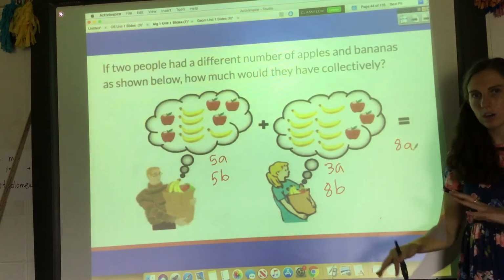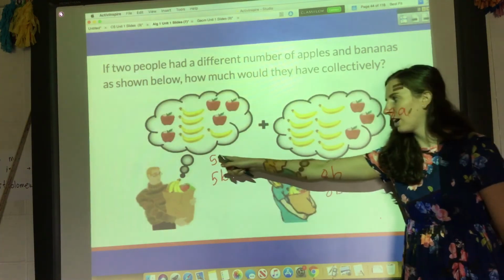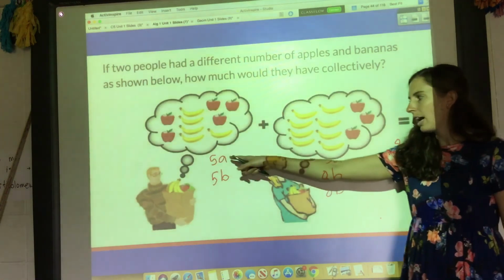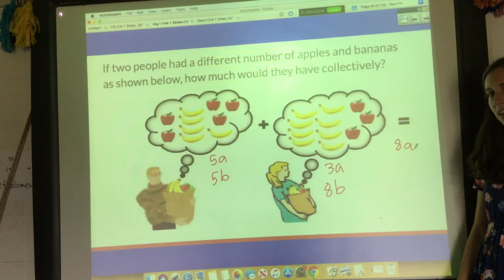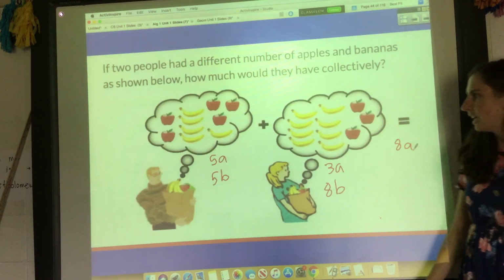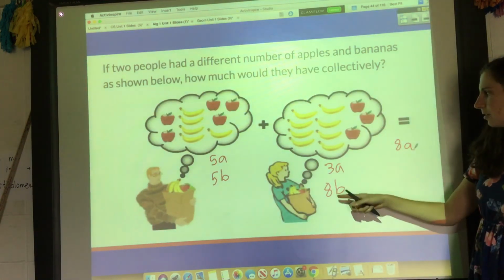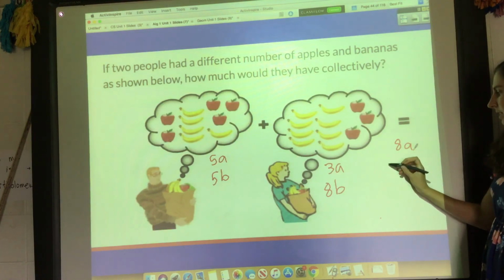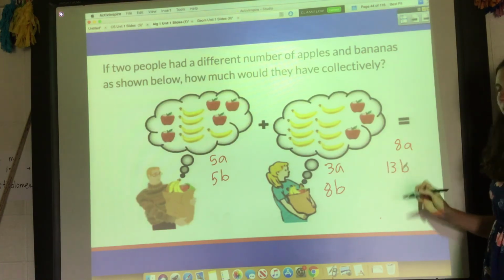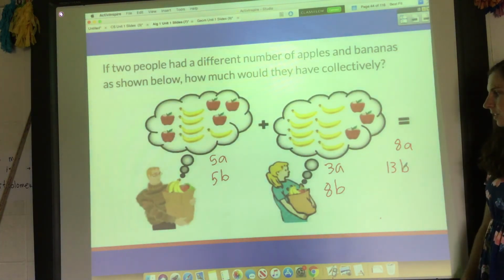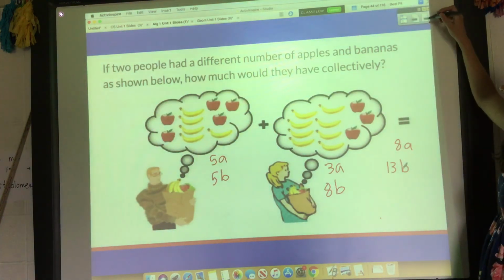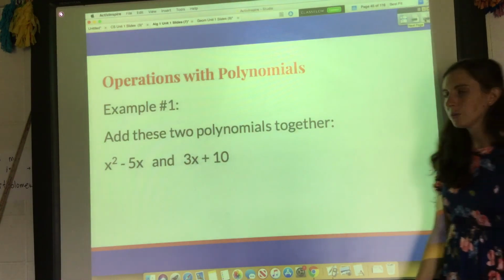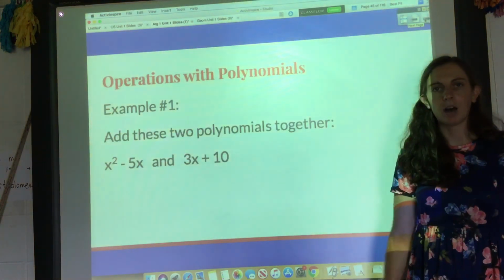Notice the a part doesn't change. You add 5 plus 3, but you don't add a plus a or anything like that. It just stays a. That's how you combine like terms. If I have 5 bananas and then plus 8 bananas, 5 plus 8 is 13, but the b part just stays how it is. So 5b plus 8b is 13b. So that's how you combine like terms, and that's what we do anytime we're adding up polynomials.